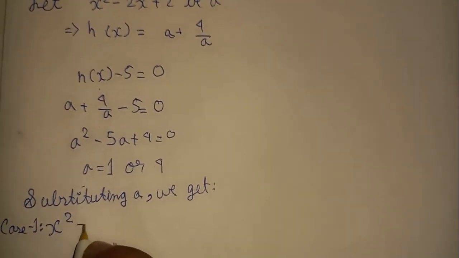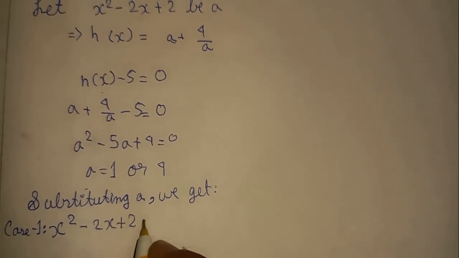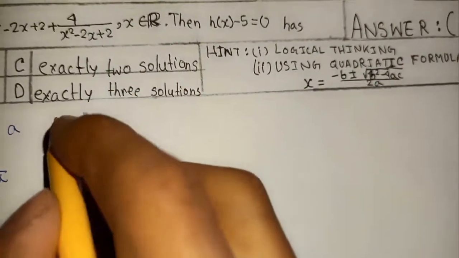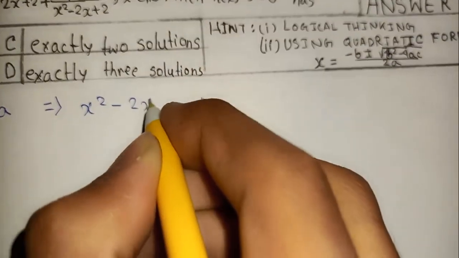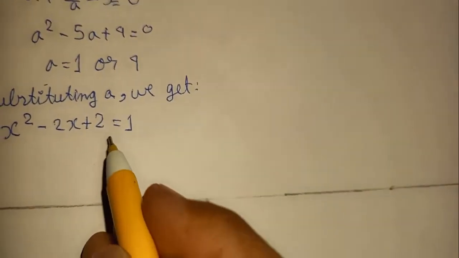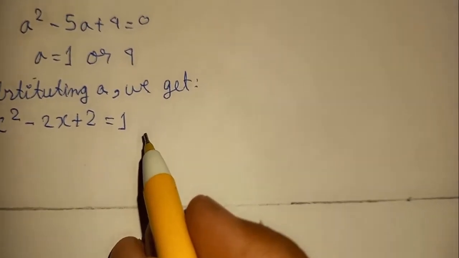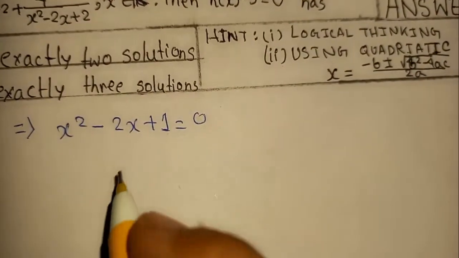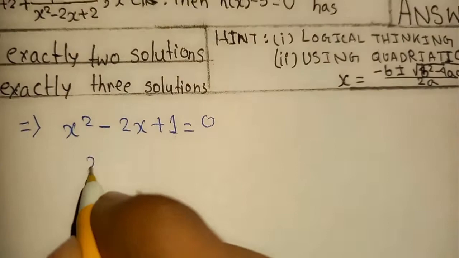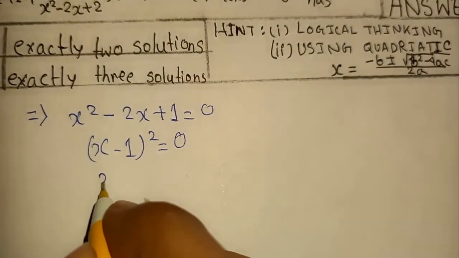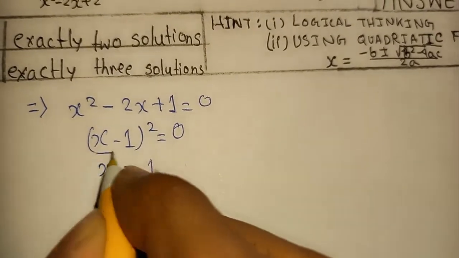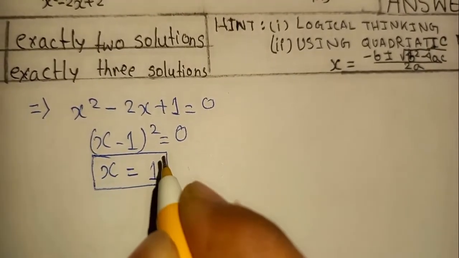which is x squared minus 2x plus 2 equals 1. Now case 1 can be written as x squared minus 2x plus 1 equals 0. What we did, we just subtracted 1 from both the LHS and RHS, that is the left hand side and the right hand side. Now this is nothing but x minus 1 whole squared. That means case 1 has only one solution, and it is at x equals 1.